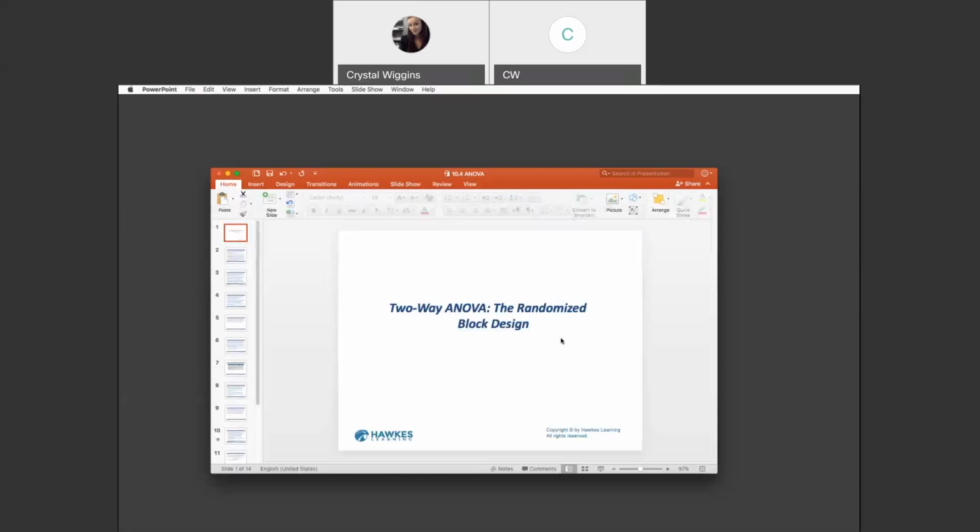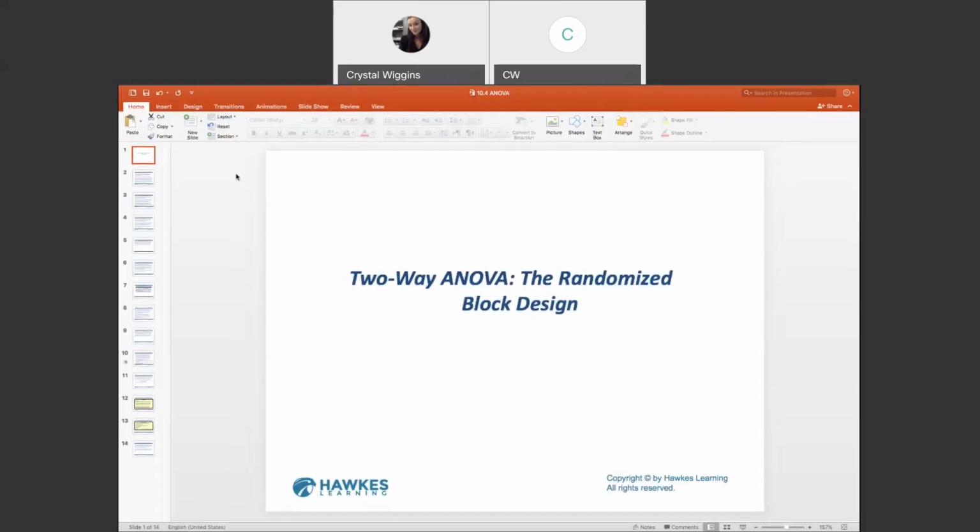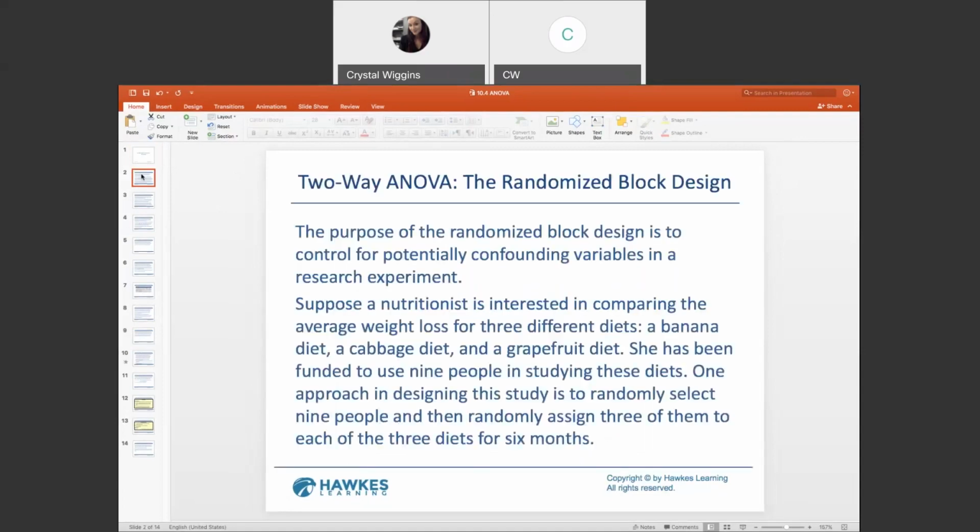So if we're talking about a two-way ANOVA, we are really talking about a randomized block design. The purpose of doing this is to help alleviate some of the confounding variables or the variance that comes along with this. The purpose of a randomized block design is to control for potentially confounding variables in a research experiment.